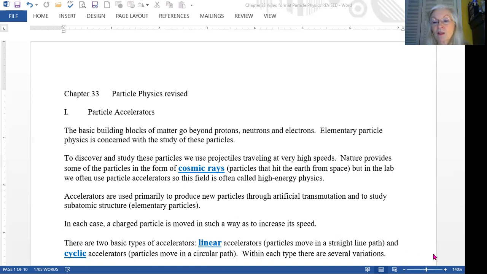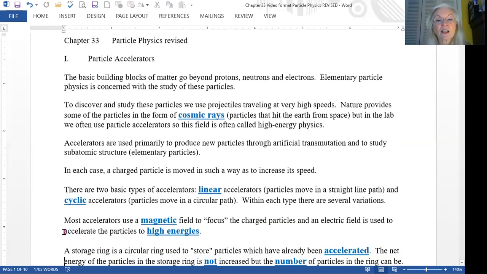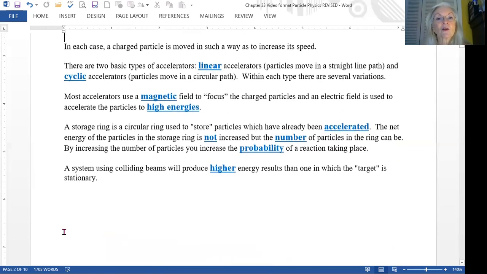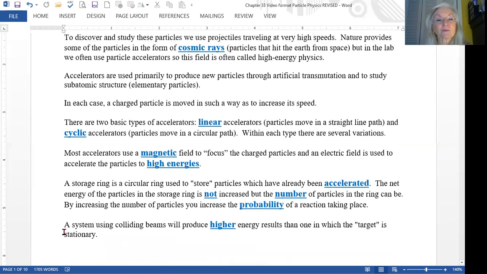There are two types of particle accelerators. We have linear accelerators and cyclic accelerators. So two types, linear and cyclic. So a linear accelerator is just exactly what you would think it is. The particles move in a straight line path. Cyclic accelerators, the particles move in some sort of curved path. Could be a circle, could be an ellipse, a variety of shapes are out there.